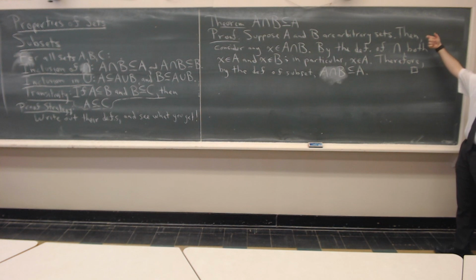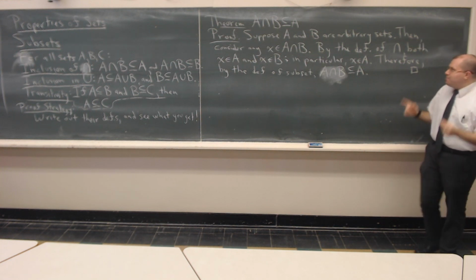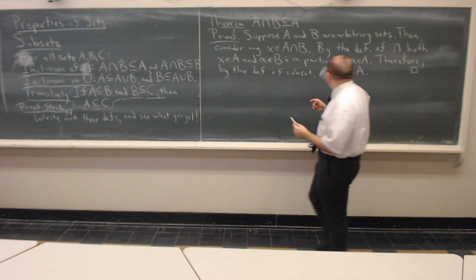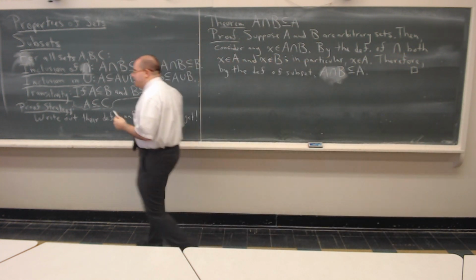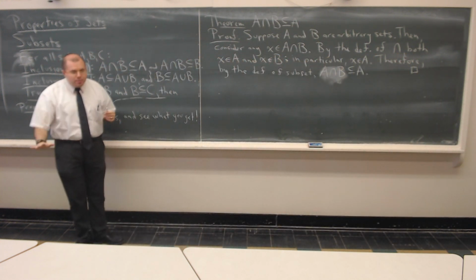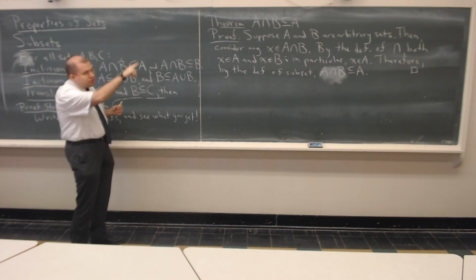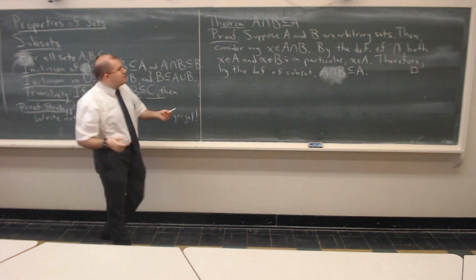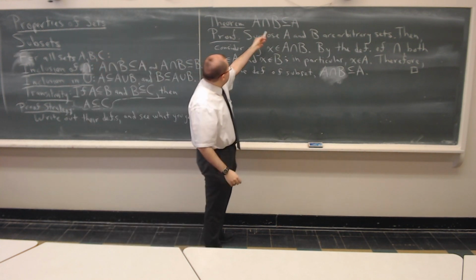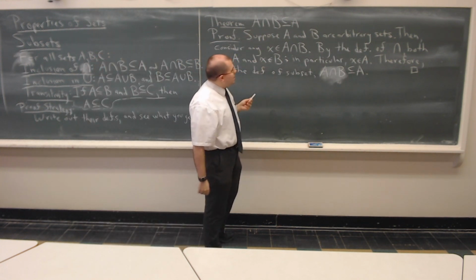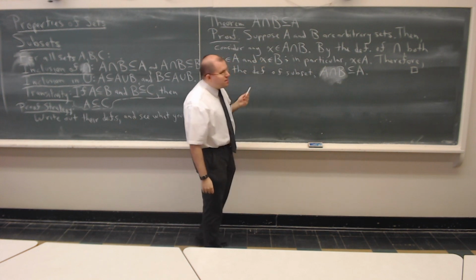So I'm just going to start off with what I've been doing already. I suppose that there are A and B. These are arbitrary sets. And then I'm going to consider any arbitrary element that is in the resulting set of the intersection, which is the part that I'm given, and I want to ultimately show that x, this element, is in A.